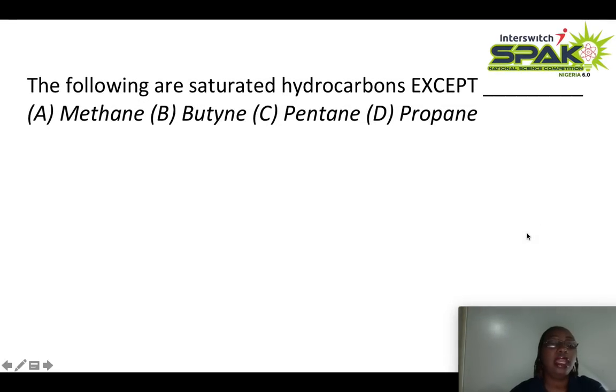The following are saturated hydrocarbons, except... We have mentioned saturated and unsaturated. So which one is saturated and which one is not? Let's see which one is not saturated.